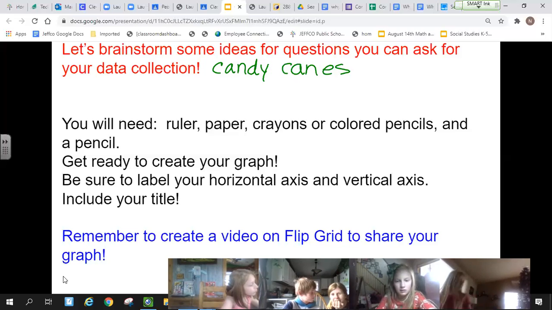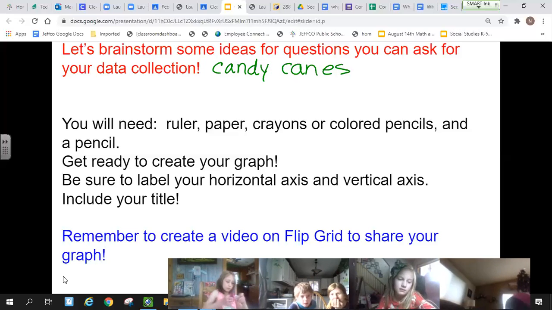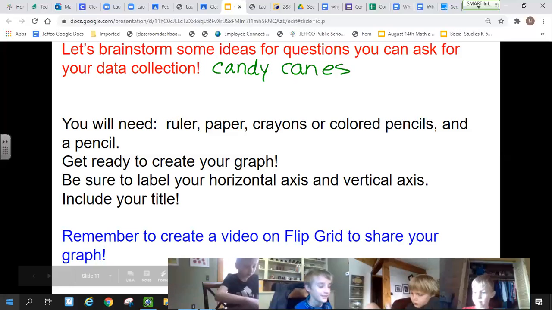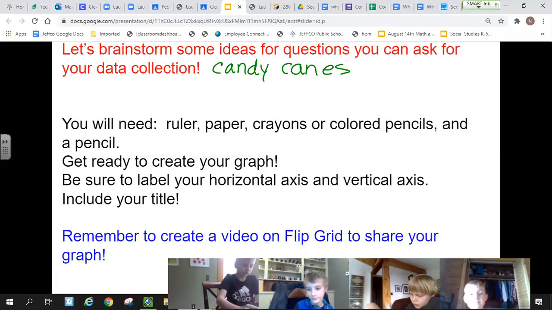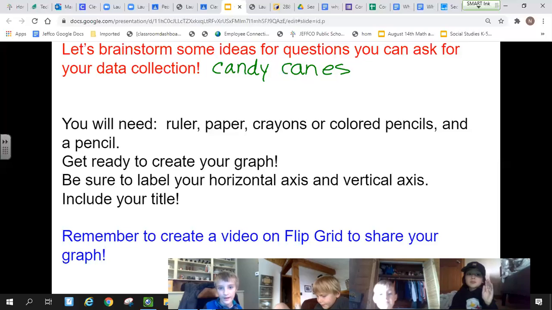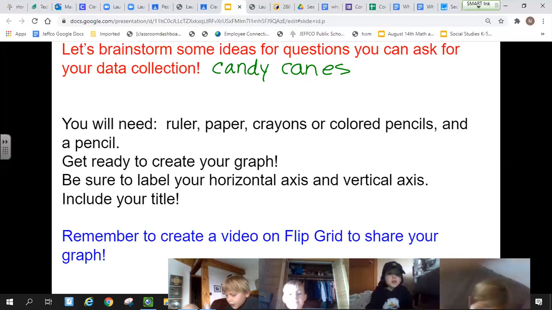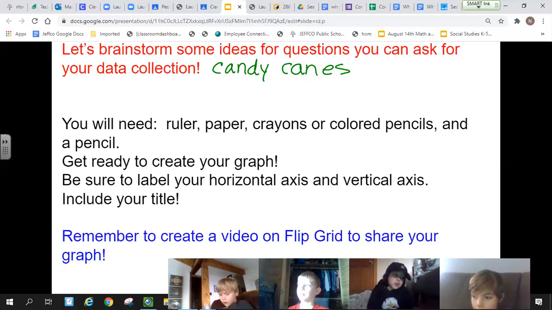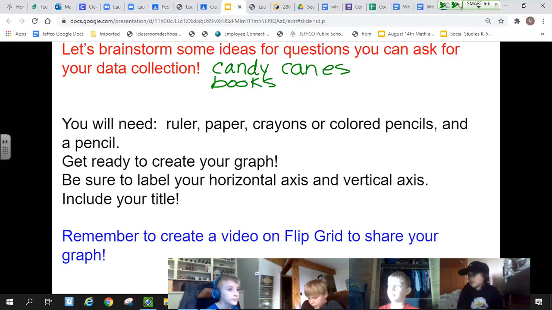What else could we count in our house that we have different types of? Anybody else have another idea of something they want to do their graph on? Raise your hand if you would be willing to share. Max, Fox. Books. Types of books. Excellent. Lennox, what are you thinking? I am thinking different types of toys. Different types of what? I'm sorry. Toys. Oh, yeah. Toys. I love it.